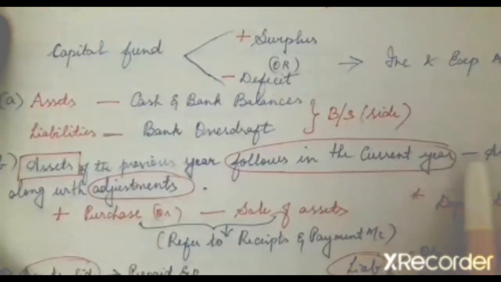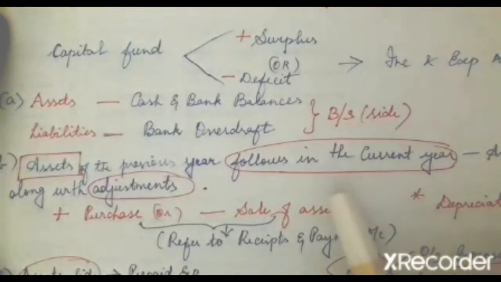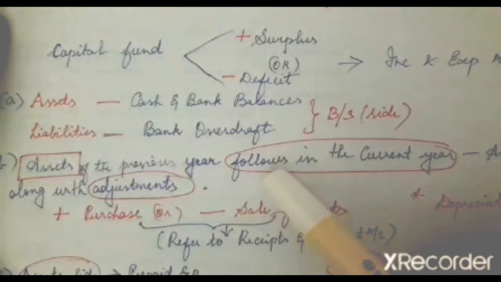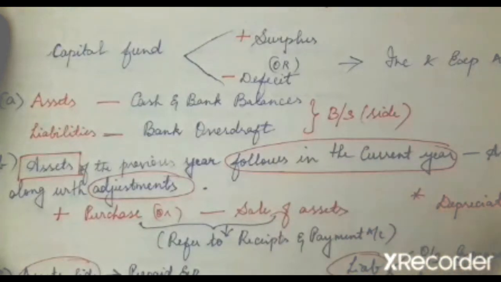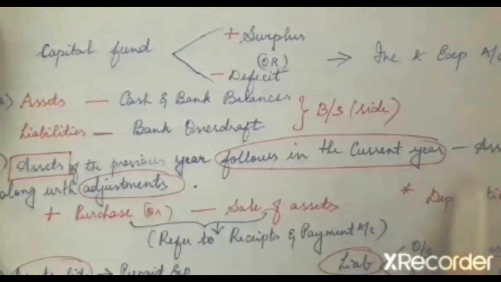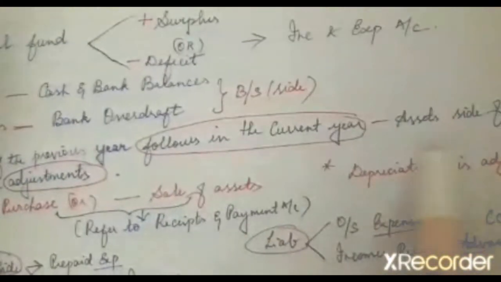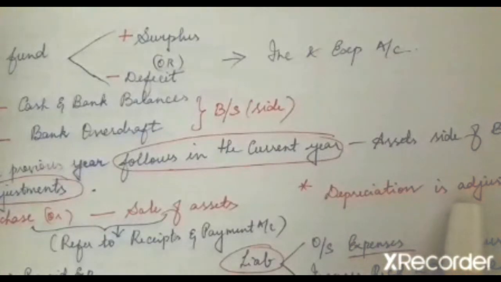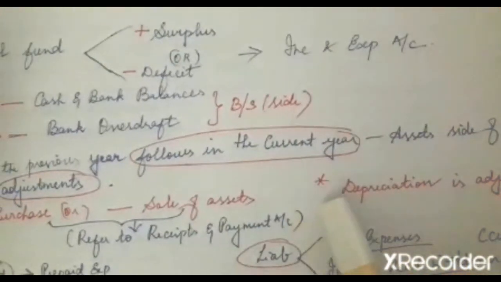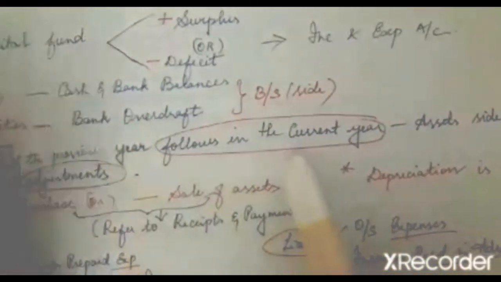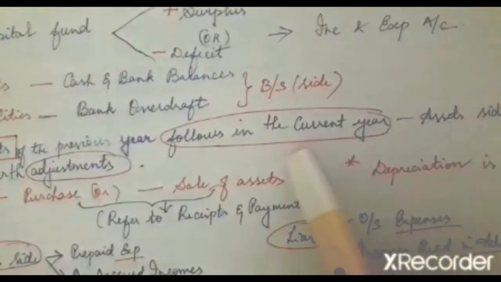What are those assets? Very simple. They could be furniture or machinery or the like. If a furniture value is recorded in the previous year as 50,000, after considering any adjustments like depreciation, you will have to show that in the current year too. That is what this statement mentions.